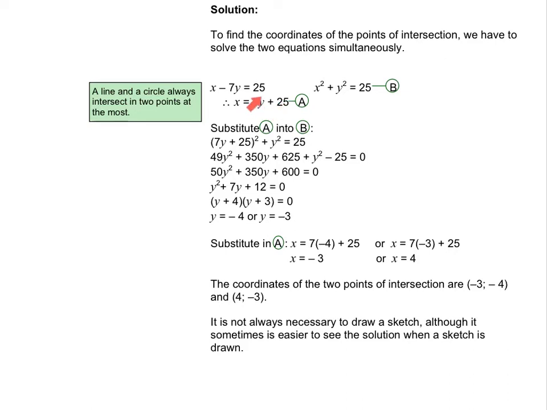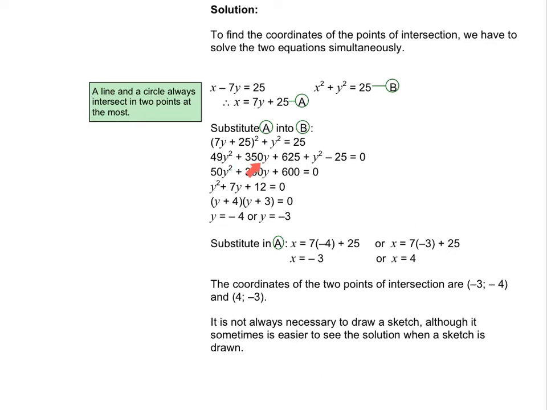Then I can take this x value and substitute it into the equation of my circle in order to solve y. So if I take my circle equation, x squared plus y squared equal to 25, I'm substituting the x with the 7y plus 25. Now I must just solve my equation. If I take my brackets squared and I simplify it, the 7 squared becomes 49 and the y must also be squared. Then 25 squared is equal to 625.